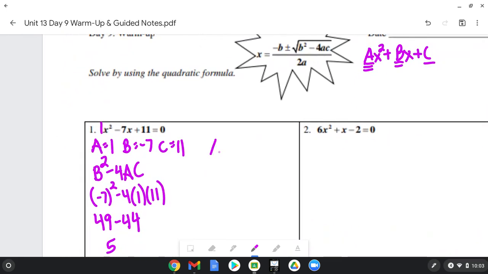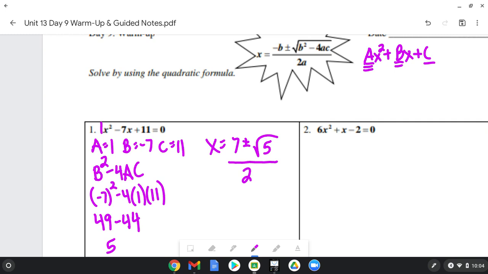Then the rest of my equation is just x equals the opposite of b, so that's 7, because the opposite of -7 is +7, plus or minus the square root of the number we just found, which is 5, over 2 times a, which is 2 times 1, which is just 2. And then at this point, we look to see if we can simplify it all.